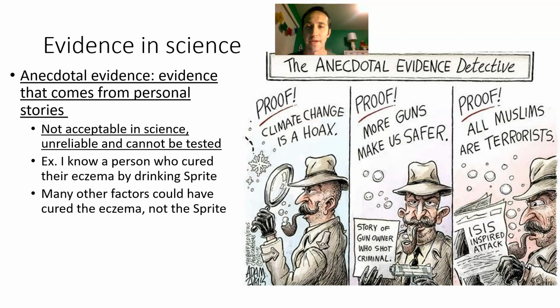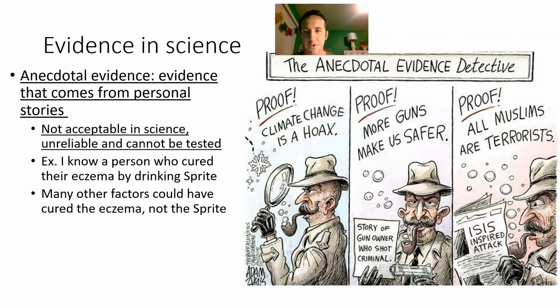First one is anecdotal evidence. This is evidence that comes from personal stories. Well, my neighbor did this, and so on. This is not going to really work, especially in the sciences, so it is not accepted in the sciences. It might work a little bit in history, but even then it's pretty weak, because it's not direct. It's unreliable. You can't test a story.